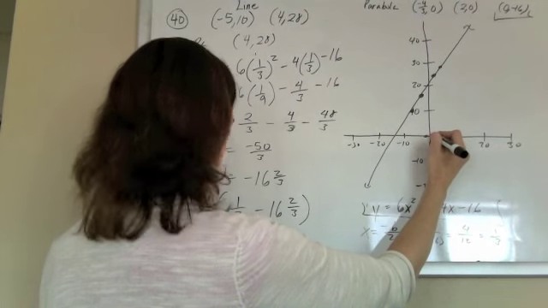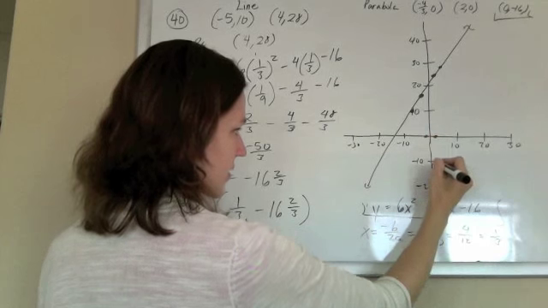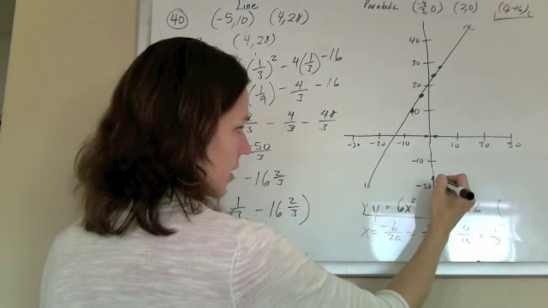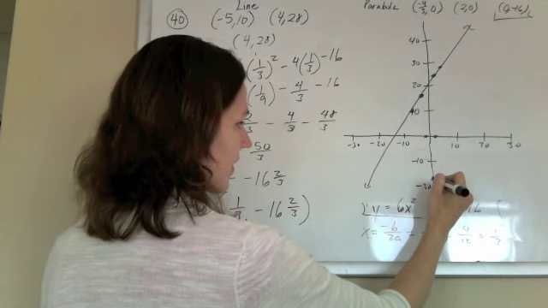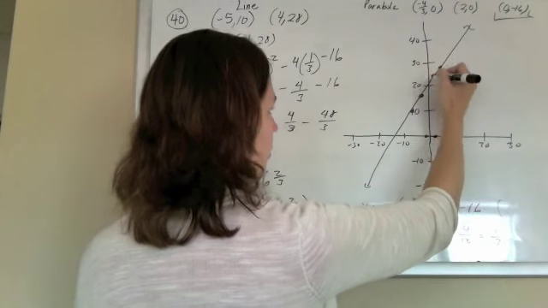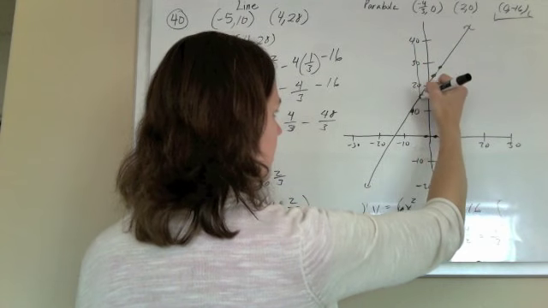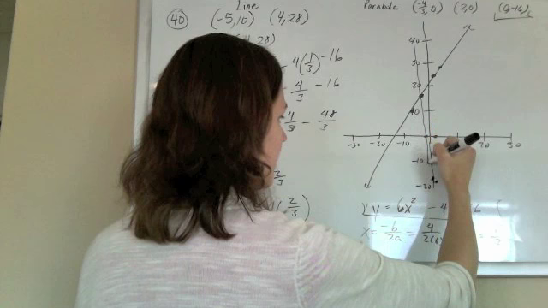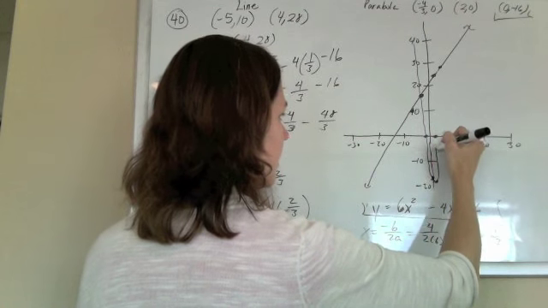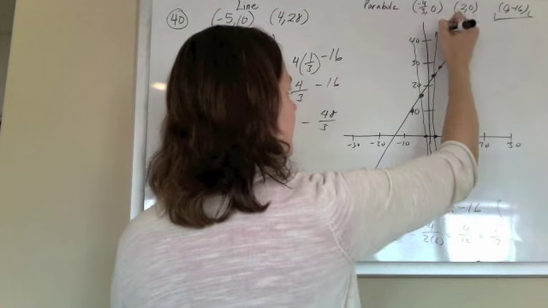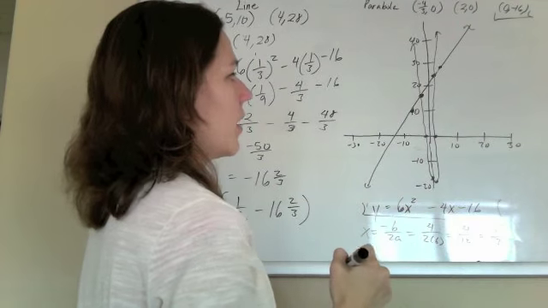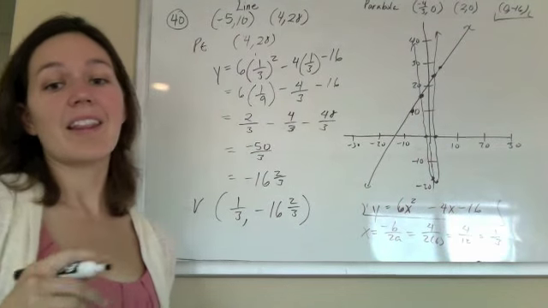So positive a third, negative 16 and 2/3, down there somewhere. And then just make it go through those 2 intersection points, and those intercepts they gave us, and that point they gave us, and you get that super skinny parabola. That's that.